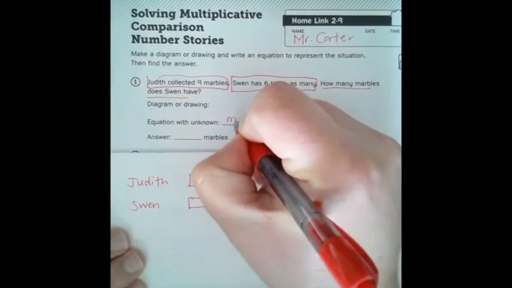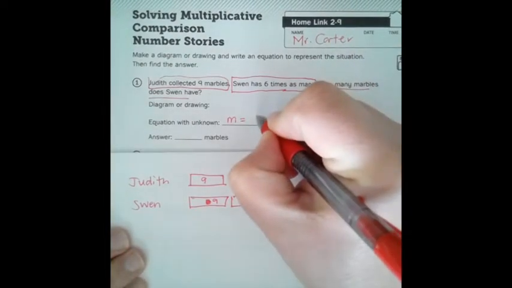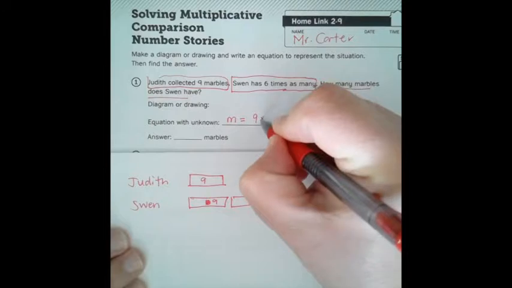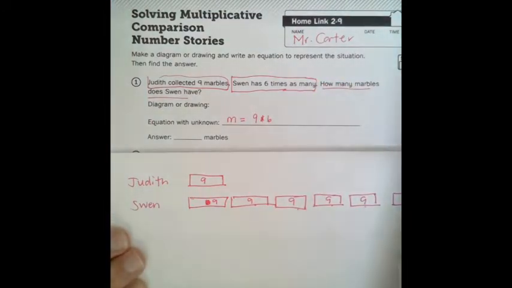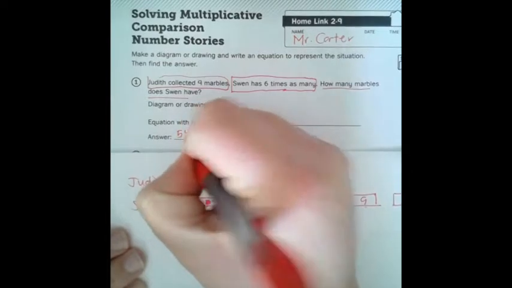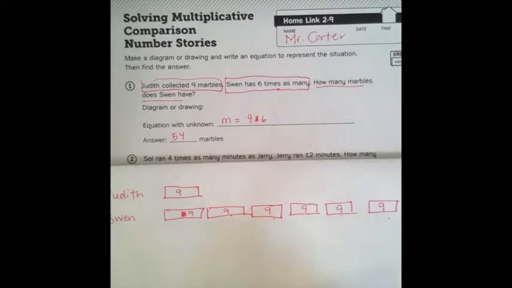So our unknown is, I'm going to put M for marbles, and we know that it's 9, which is what Judith has, times 6. And our answer to that would be 54. You could have done your times tables 9 times 6, or if you wanted to, you could have added up 9 6 times and got your answer.